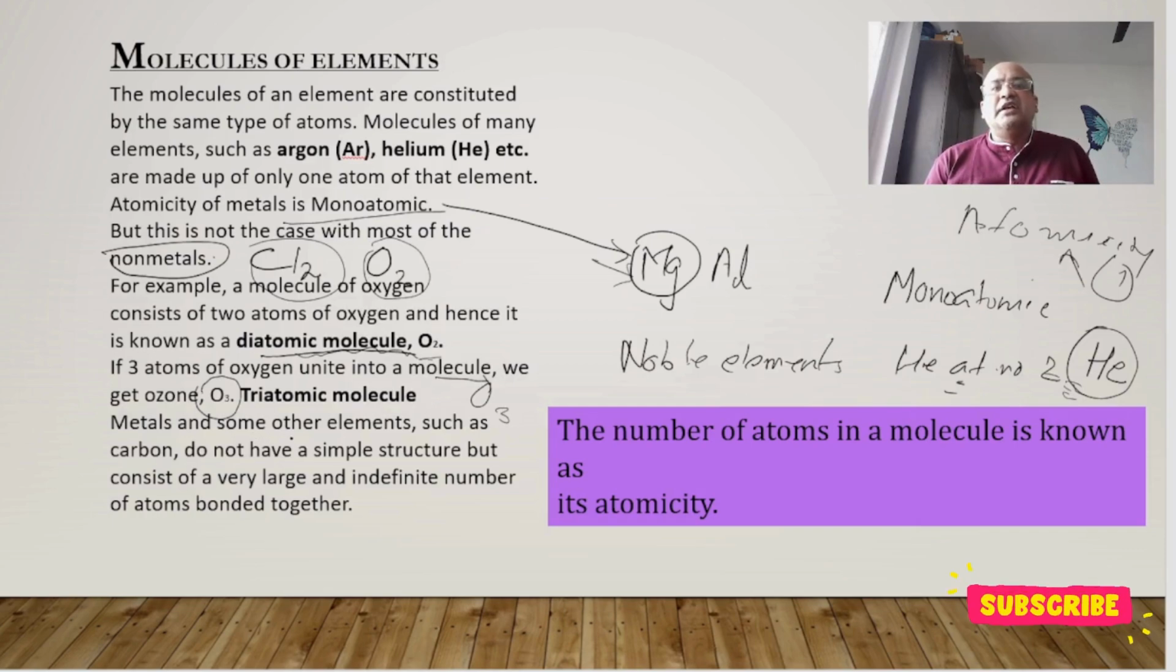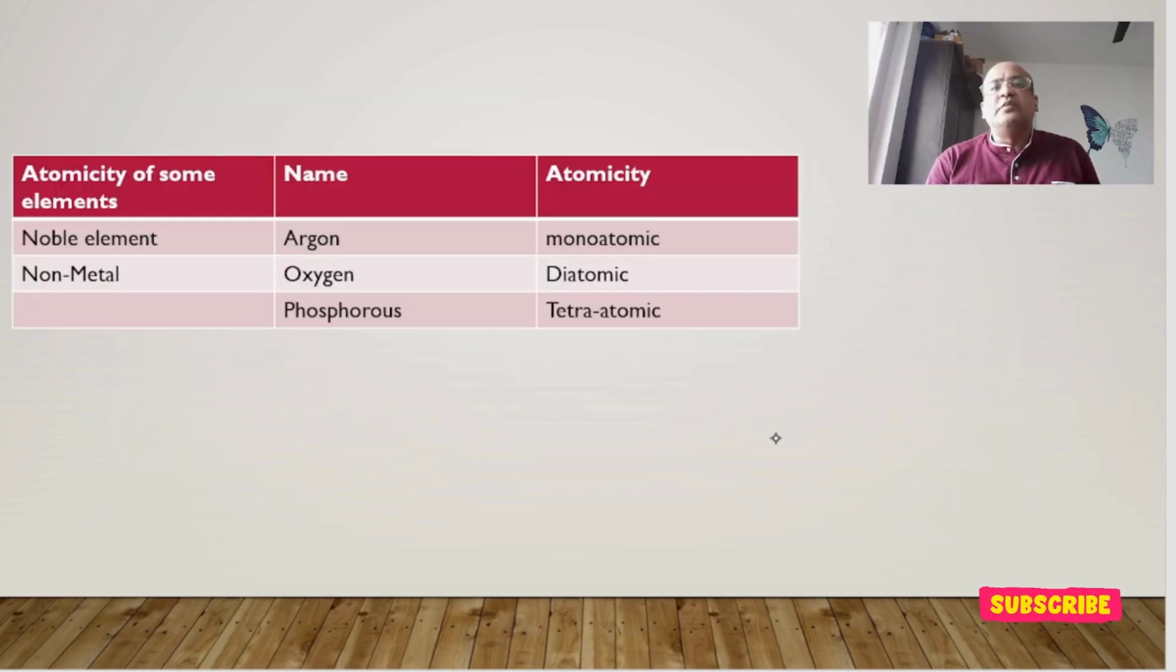So metals and some other elements, such as carbon, do not have a simple structure but consist of a very large indefinite number of atoms bonded together. So we can say that the number of atoms in a molecule is known as its atomicity. Very important concept. So atomicity is nothing but the number of atoms in a molecule. Now let's try to understand.